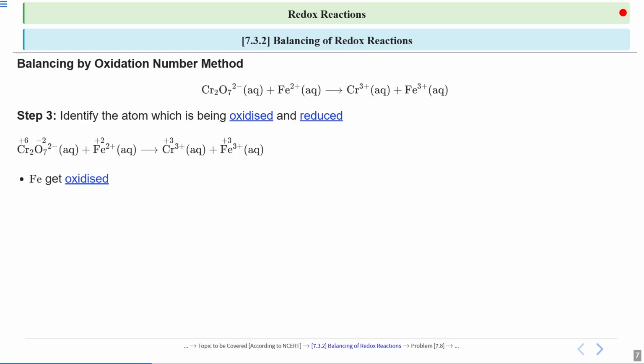So if we consider the iron, that means here the iron is being oxidized. That means from plus 2 it is going to plus 3. That means there is an increase in the oxidation number, which is directly signifying its property.